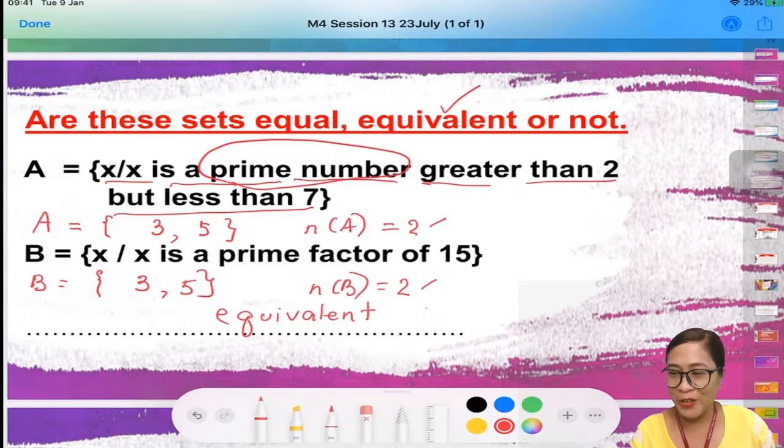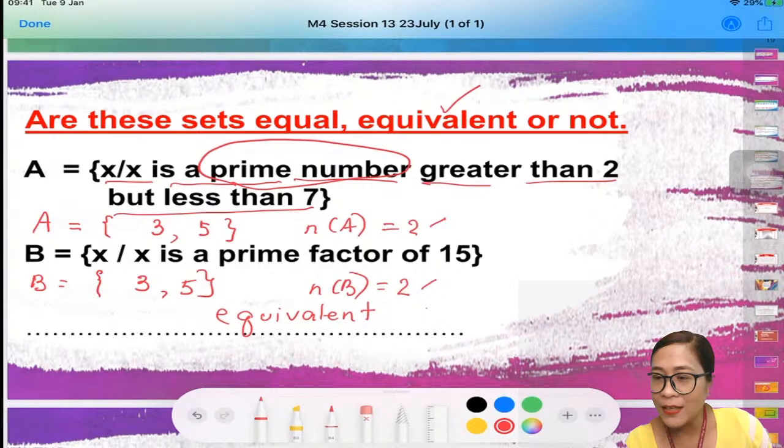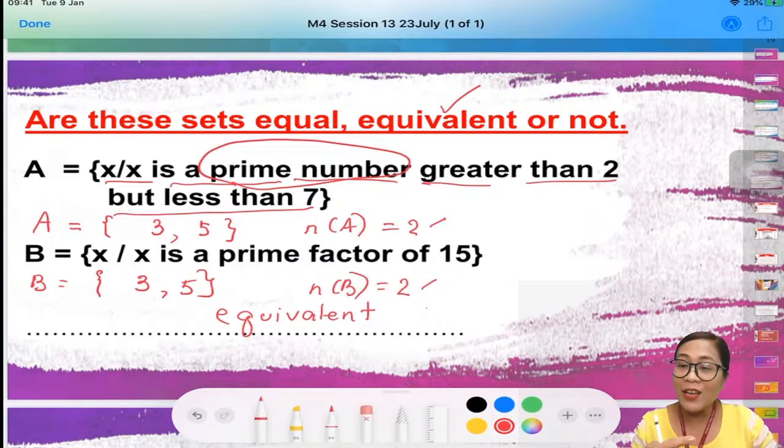The homework will be later. Yes, you have homework, God of circle. Yes. Are they equivalent? Yes, they are equivalent. So, and are they also equal?